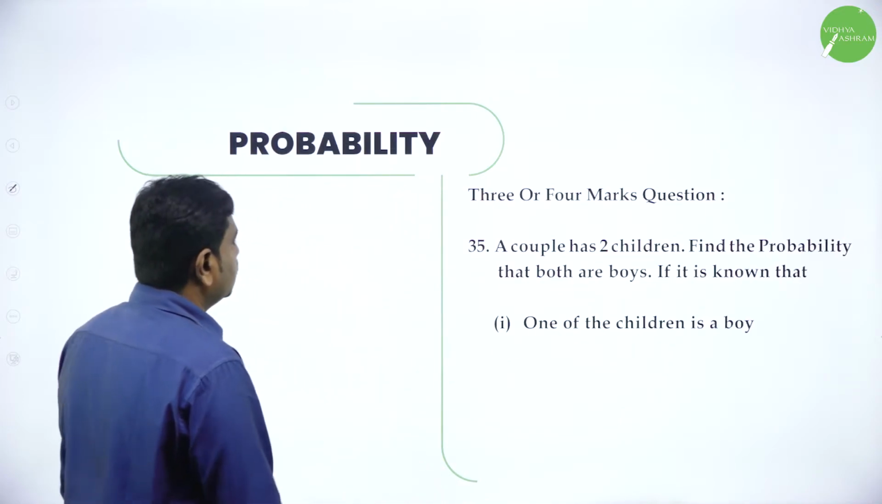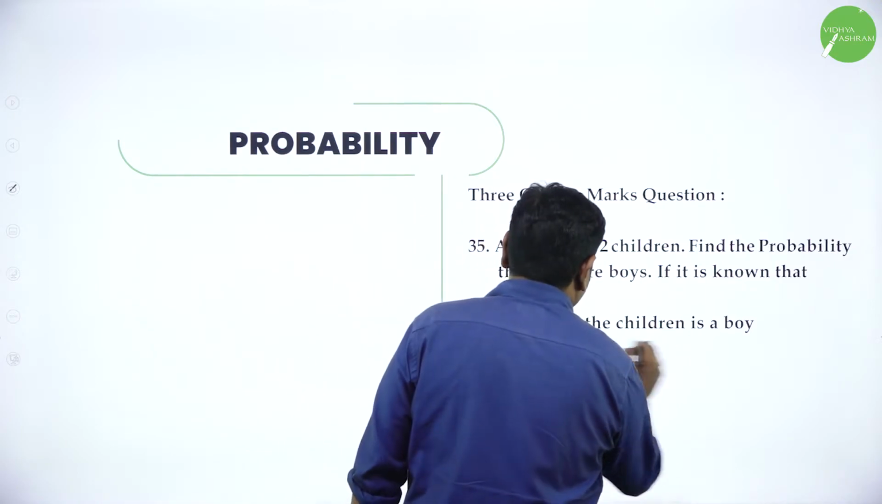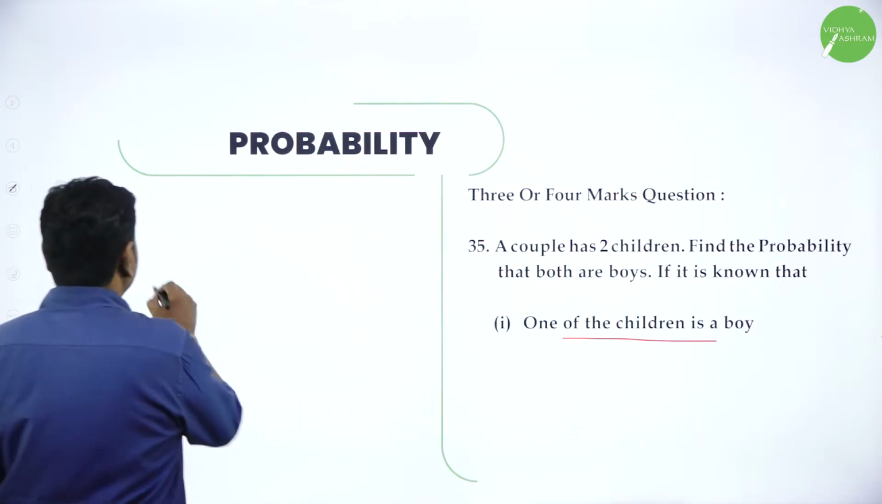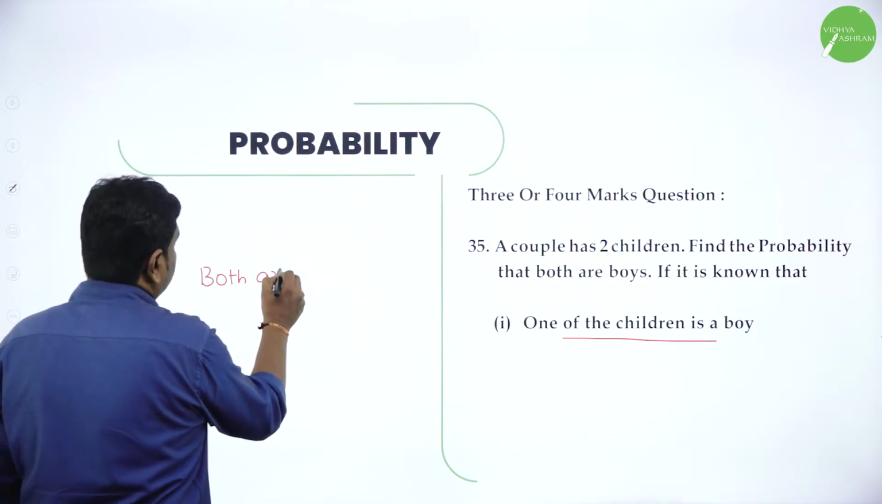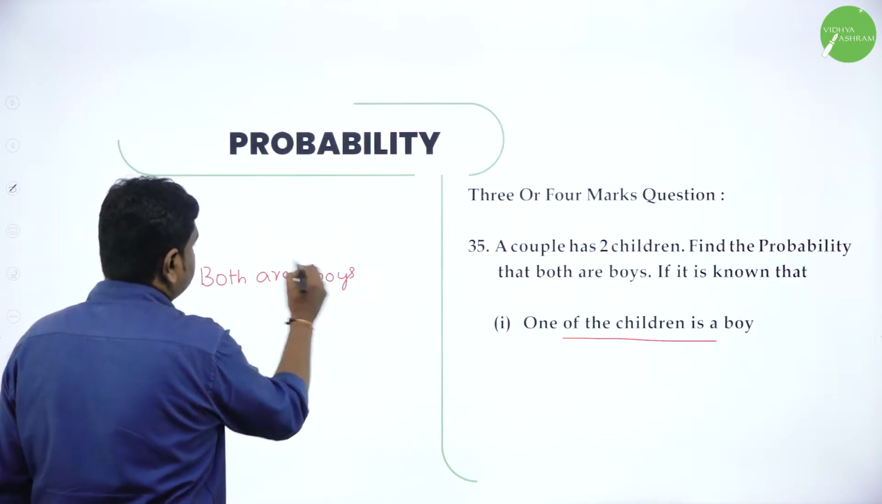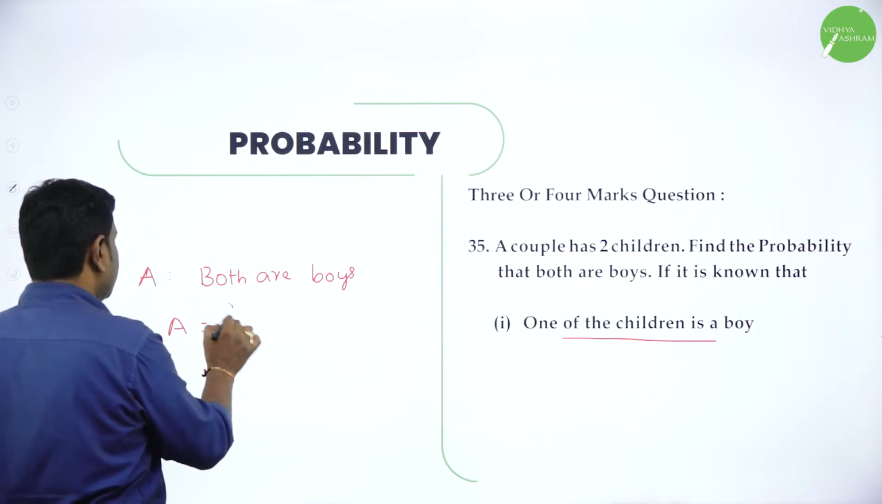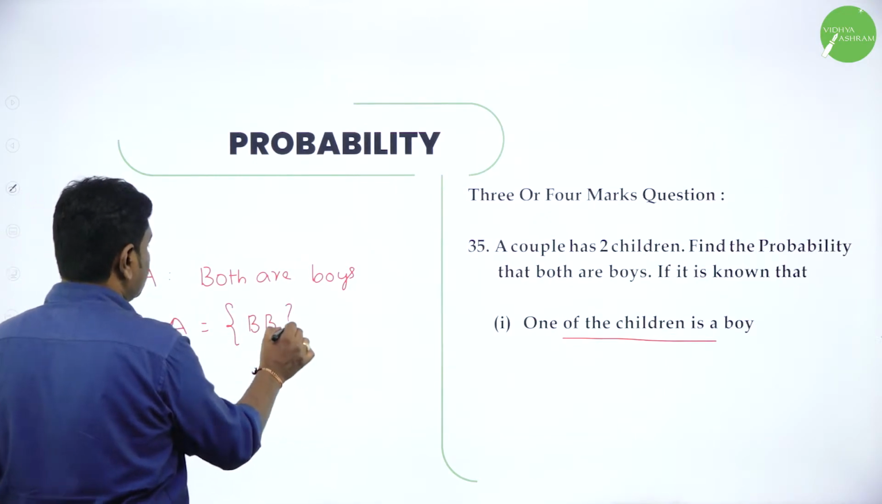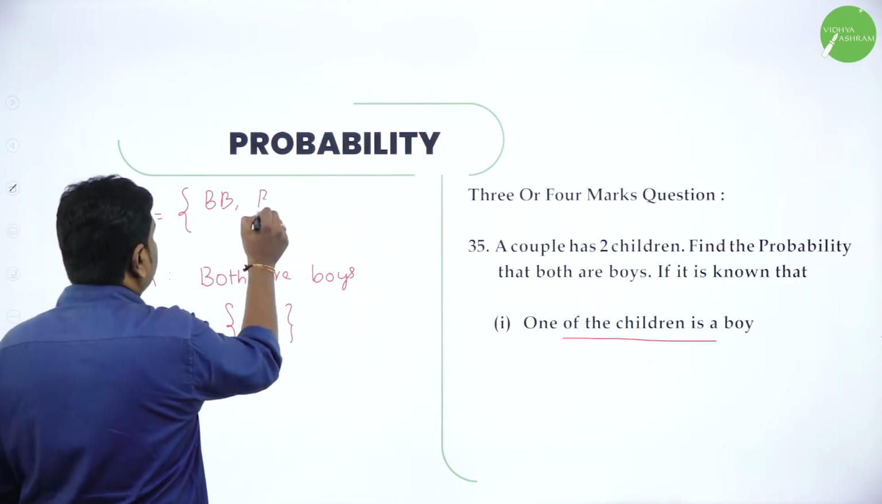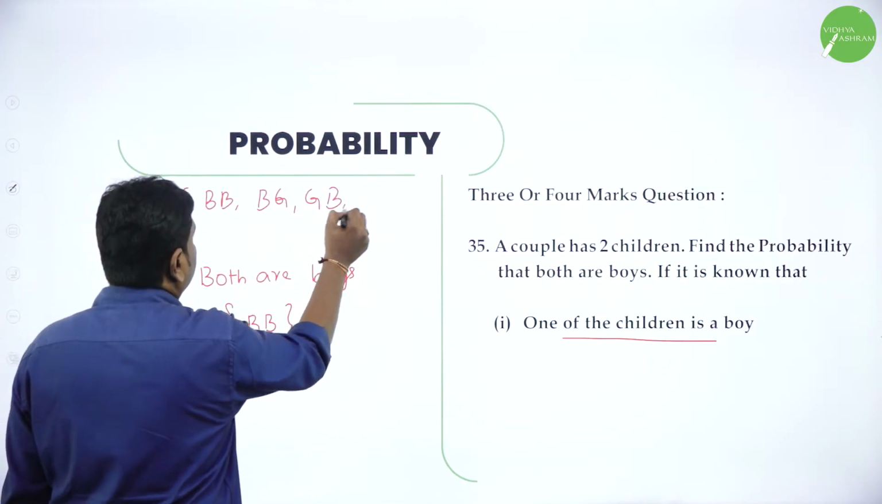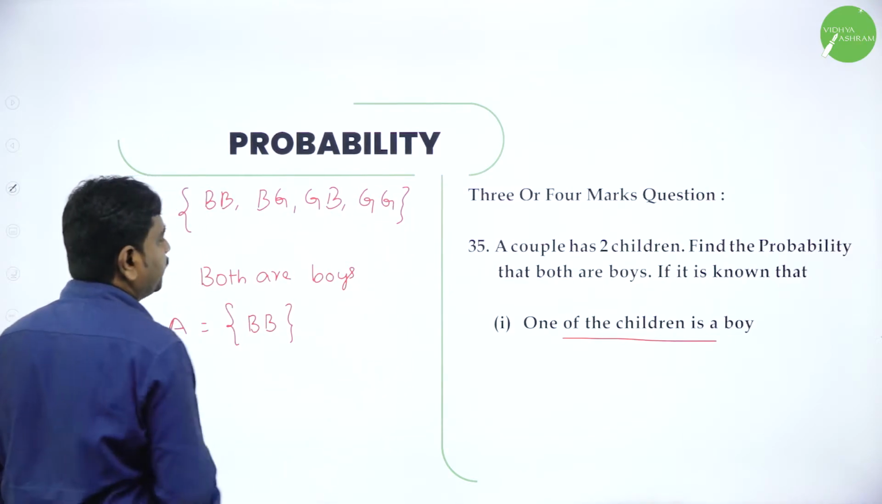See here, first I will write event A. Event A is what? Both are boys. And event A contains BB. Sample space. What is the sample space for this? So both may be boys or boy girl or girl boy or girl girl. Both may be girls. These are the possibilities.